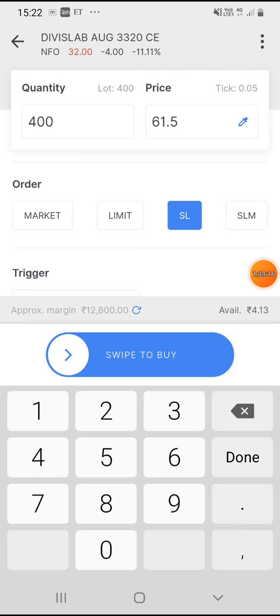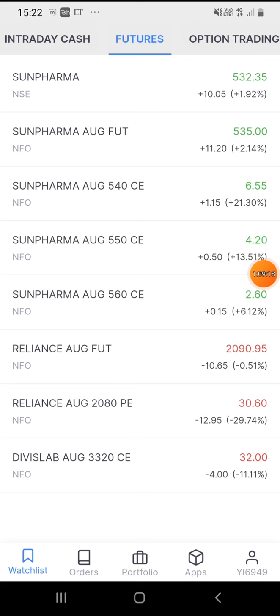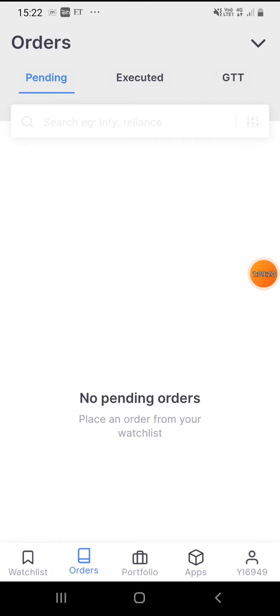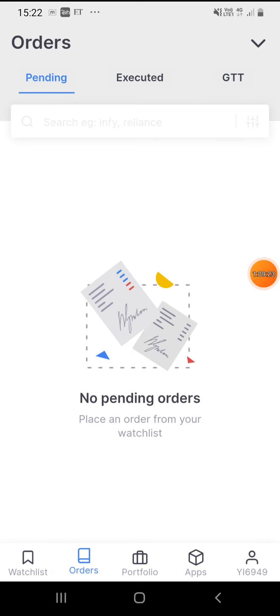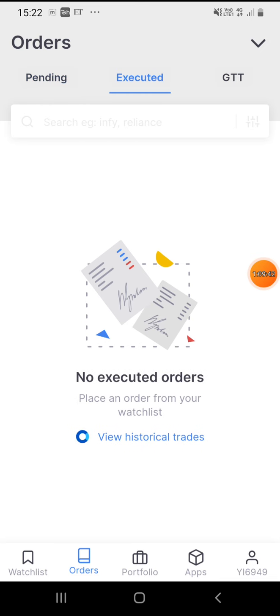Then what will happen is that it will go to pending orders, and it will stay there till it touches 61. If it is not touching 61, this will be a pending order. You can cancel anytime. There will be no brokerage, zero profit, zero loss, nothing. If it is touching 61, it will get executed. It will come here in your shares, and if it starts moving up, you will start getting profit.